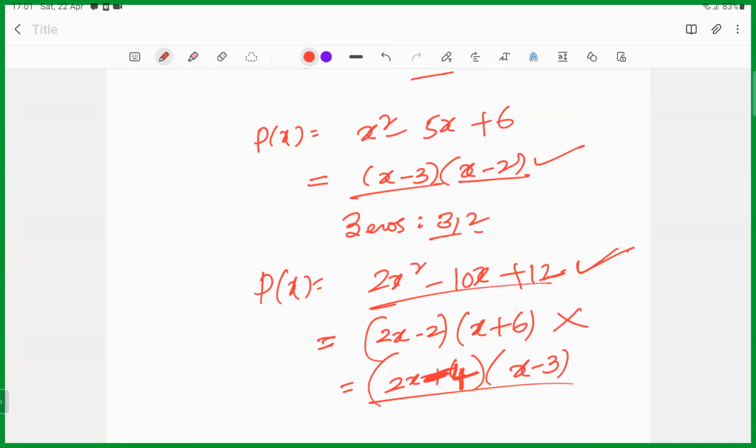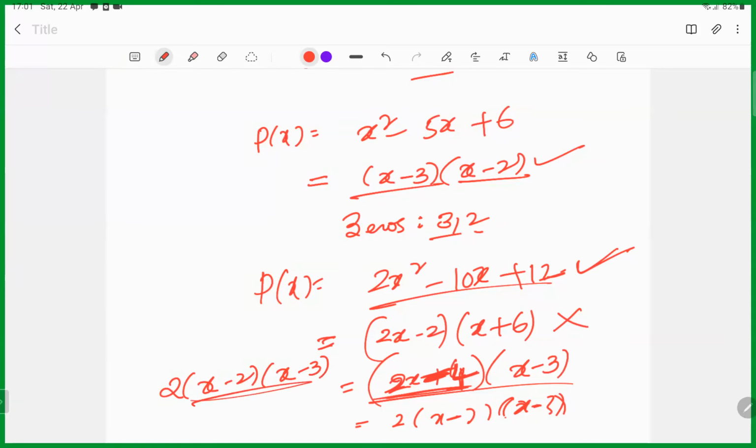So what you need to do is take the constants aside. Let's say 2 into x minus 2, x minus 3. Here you can take out 2 common, no? First one. Yes, sir. If you take out 2 common, it will be x minus 2, x minus 3. Okay, sir. So you must express it in terms of k, x minus alpha, x minus beta, like this. Okay, sir. The final expression must be like this.